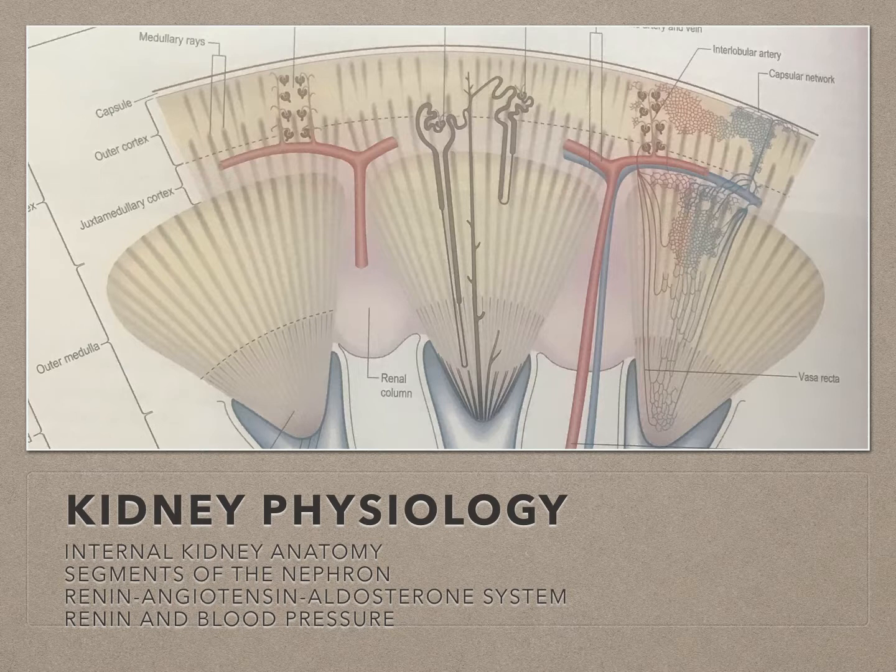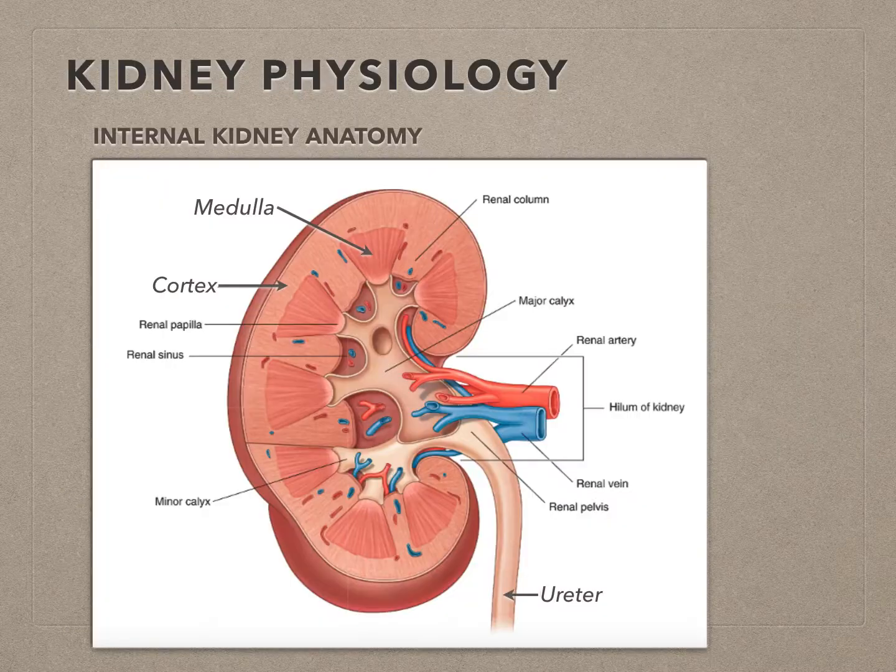In the next section, we will discuss the physiology of the kidneys. Kidneys have exocrine, endocrine, and regulatory functions. They are responsible to excrete urine, secrete and synthesize hormones, and regulate blood pressure and the volume of bodily fluids.